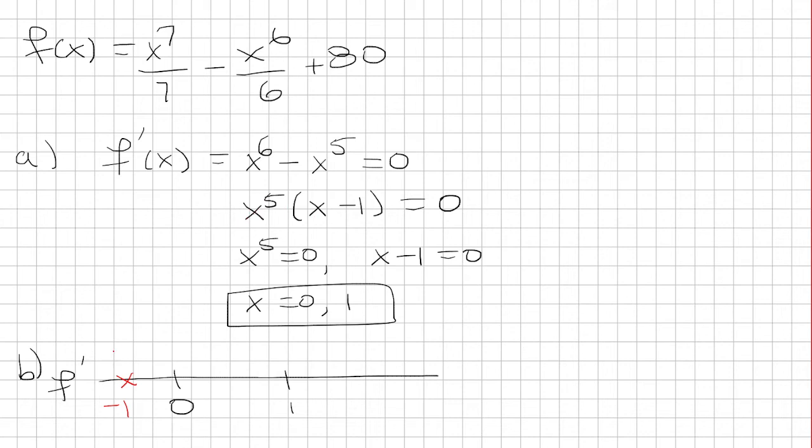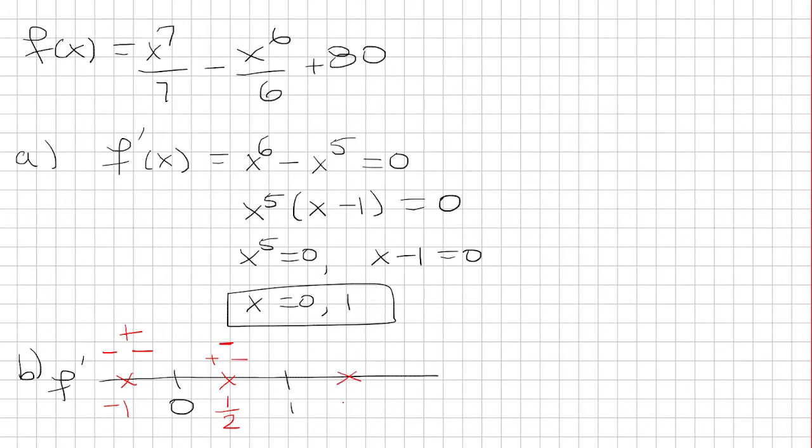We have -1 to the 5th power is negative. And then -1 minus 1 is negative. Negative times a negative is positive. Now let's pick a number between 0 and 1, say a half. 1/2 to the 5th power is positive. 1/2 minus 1 is negative. Positive times a negative is negative.